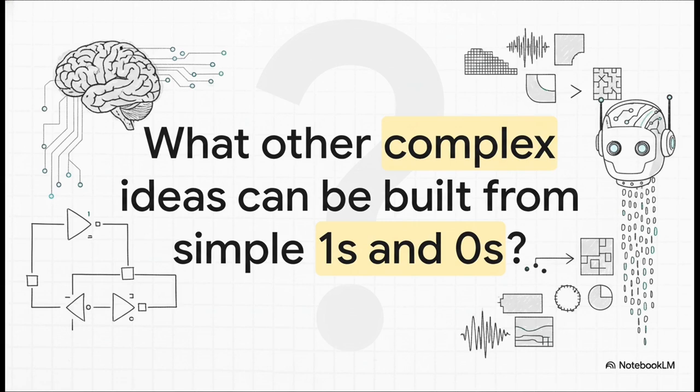And that kind of leaves us with a final thought. We've seen how something as fundamental as addition can be built from these incredibly simple logic gates, just combining simple parts to create something way more powerful. It really makes you wonder, what other complex ideas, from graphics to language, maybe even to artificial intelligence, are ultimately just clever combinations of these simple ones and zeros?